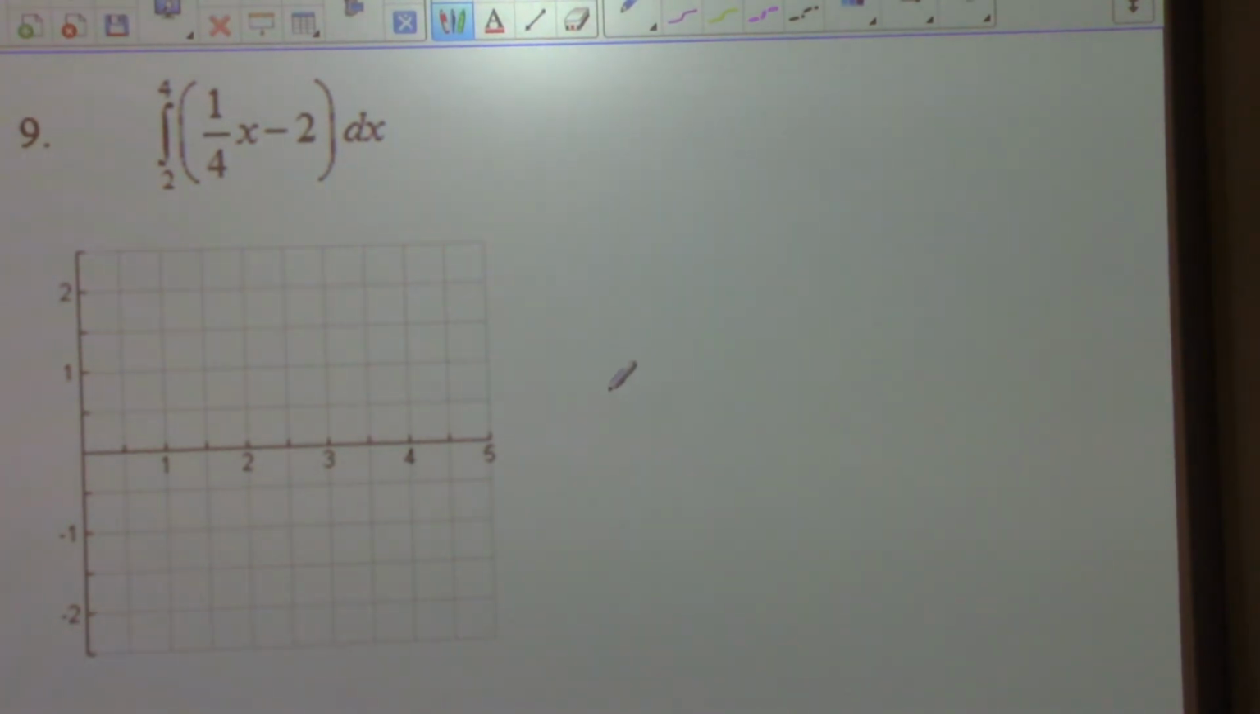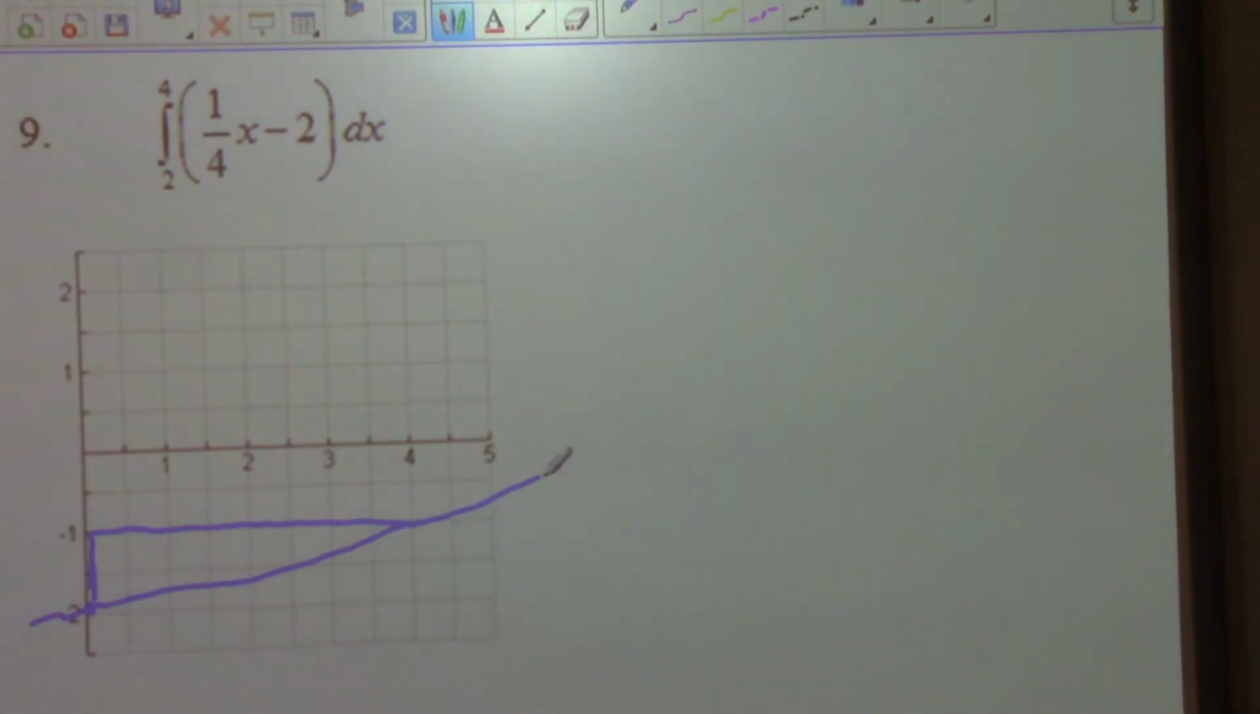Okay. So now we have 1/4 x minus 2. So where does that go? It starts at -2, and goes up and over to 1, over 4 of them. Yeah. So it'll be something like this. It'll be like this.